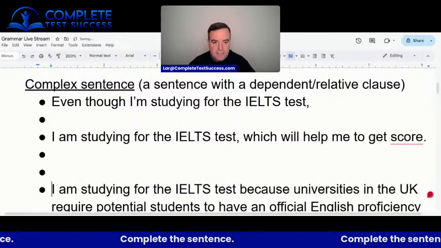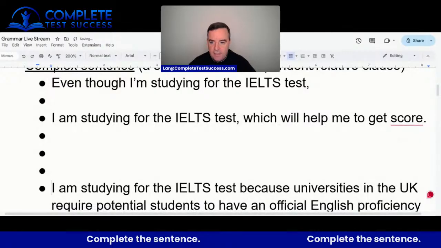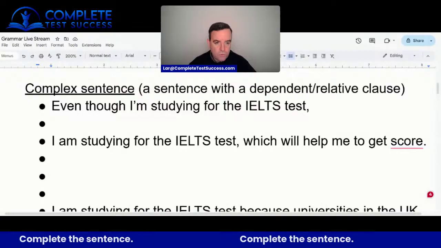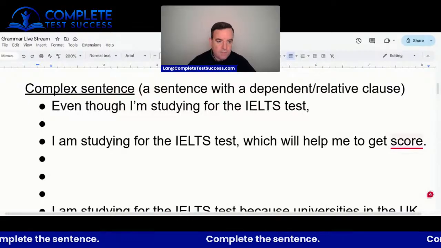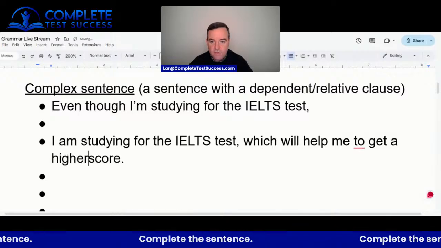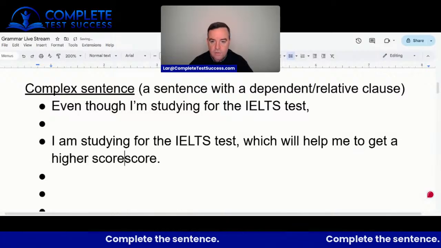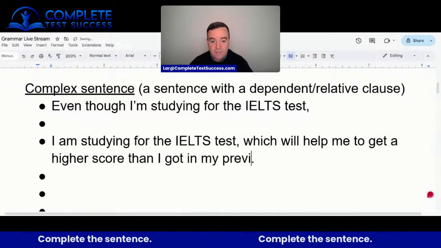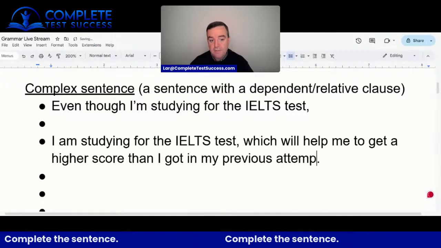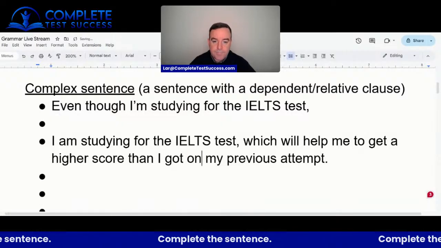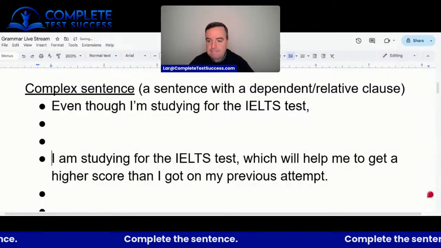I'm studying for the IELTS test, which will help me to get score. No. Which will help me to get a higher score than I got in my previous attempt, maybe. Something like that.